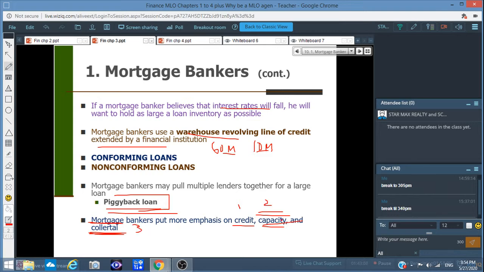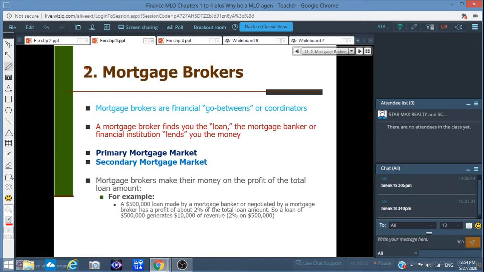One, two, and three: credit, capacity, and collateral. Mortgage brokers are a financial go-between or coordinator, right? With a bridge. We build this bridge, finding clients and banks, and make the loan. A mortgage broker finds you the loan.